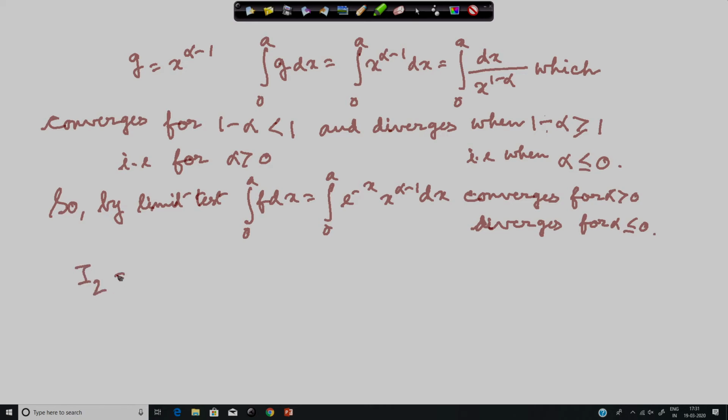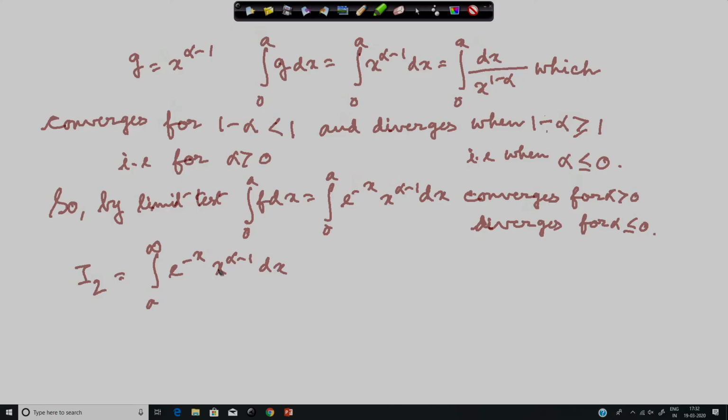So, what is I2? I2 is the integral from a to infinity of e to the power minus x, x to the power alpha minus 1 dx. This is clearly improper due to the upper limit infinity, and it is a type 1 integral. So, now again let us apply the limit test.